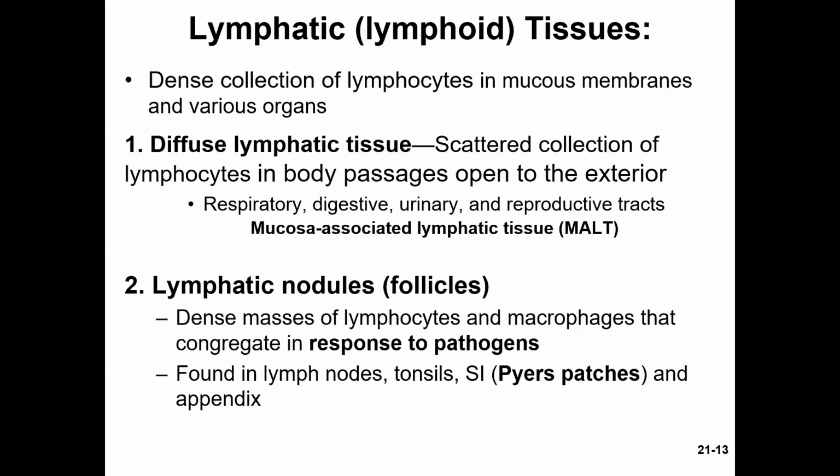So lymphoid tissue is a dense collection of lymphocytes in the mucous membranes and various organs. Diffuse lymphatic tissue is a scattered collection of lymphocytes in body passages that open to the exterior. Examples: respiratory, digestive, urinary, and reproductive tracts. Here we have what we call mucosa-associated lymphatic tissue, or MALT. Lymphatic nodules or follicles are dense masses of lymphocytes and macrophages that congregate in response to pathogens. They are found in lymph nodes, tonsils, small intestine, near the Peyer's patches, and the appendix.